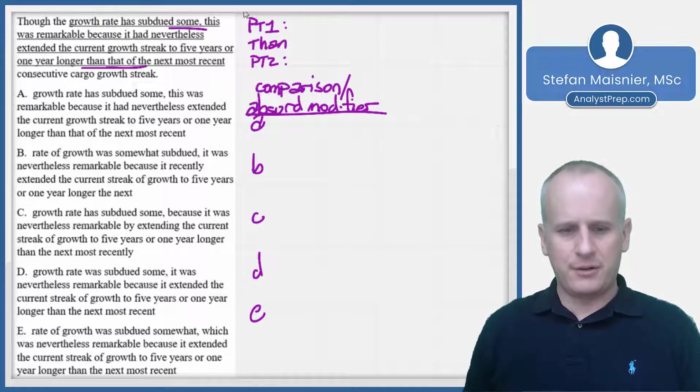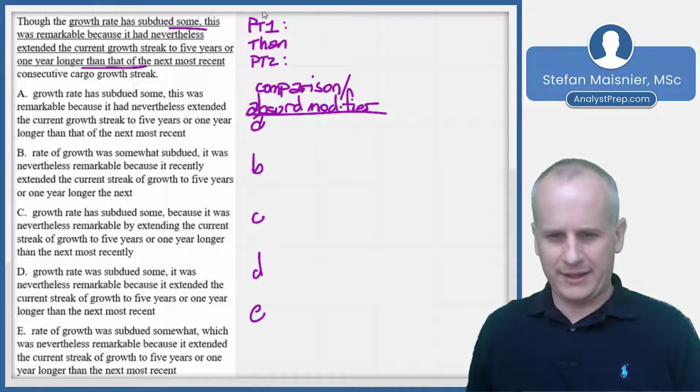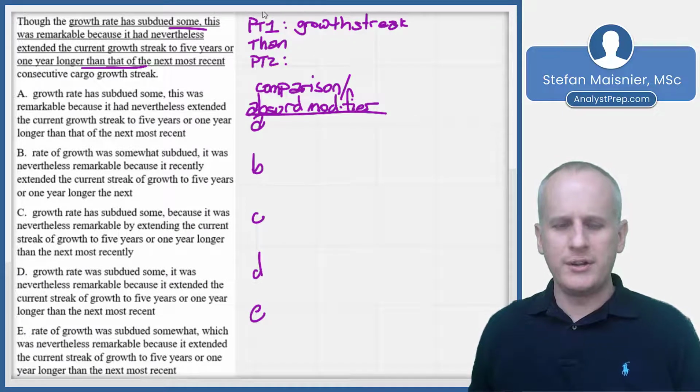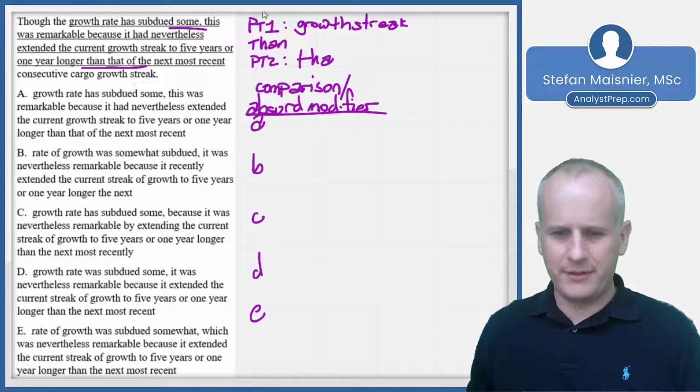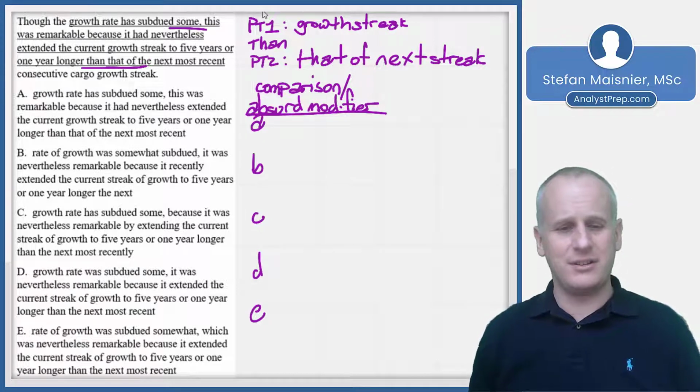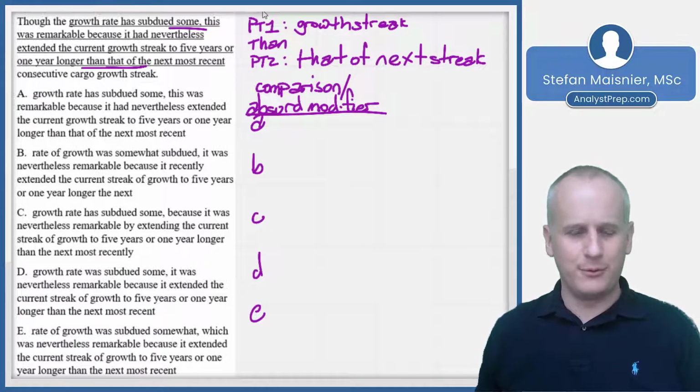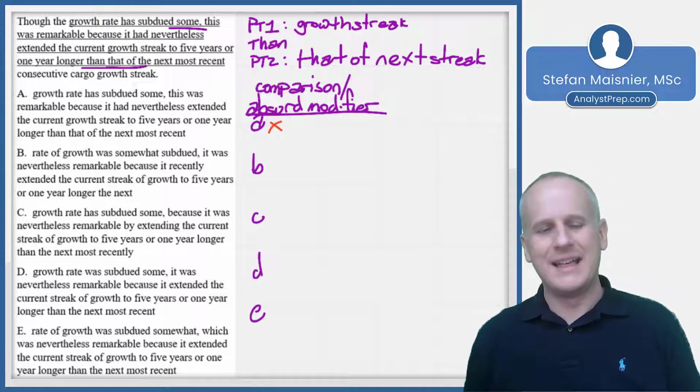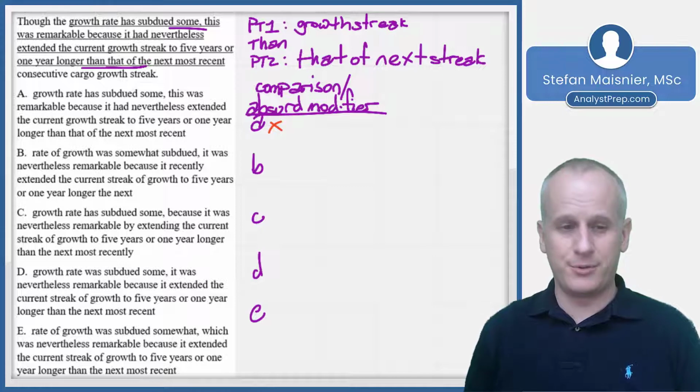So we find that it had nevertheless extended the current growth streak to 5 years, or 1 year longer than. So part 1 is the growth streak. And then we get to 1 year longer than that of the next most recent consecutive cargo growth streak. So this makes it sound like a streak has its own streak as a possession, and that's logically absurd. So we can potentially fixate first on this issue of the comparison. So we know that choice A is out because that is an inaccurate comparison. I can't compare a growth streak to a growth streak that another growth streak had. It just doesn't make any logical sense.